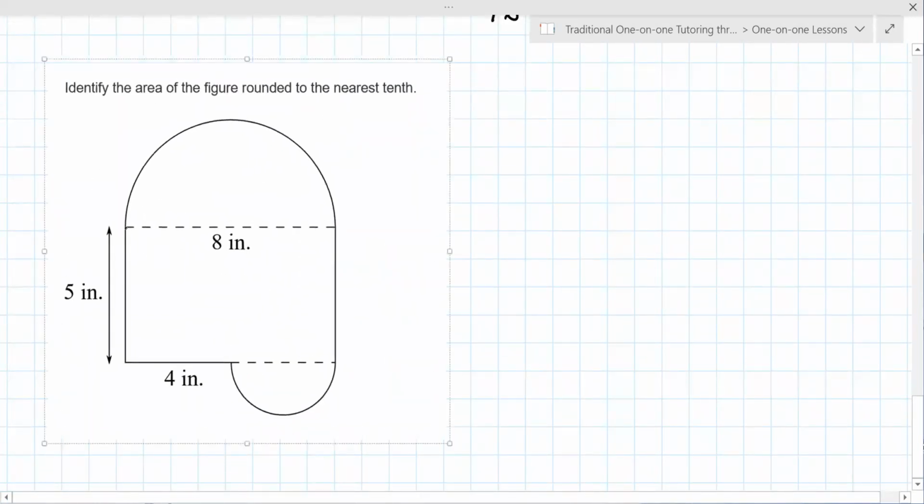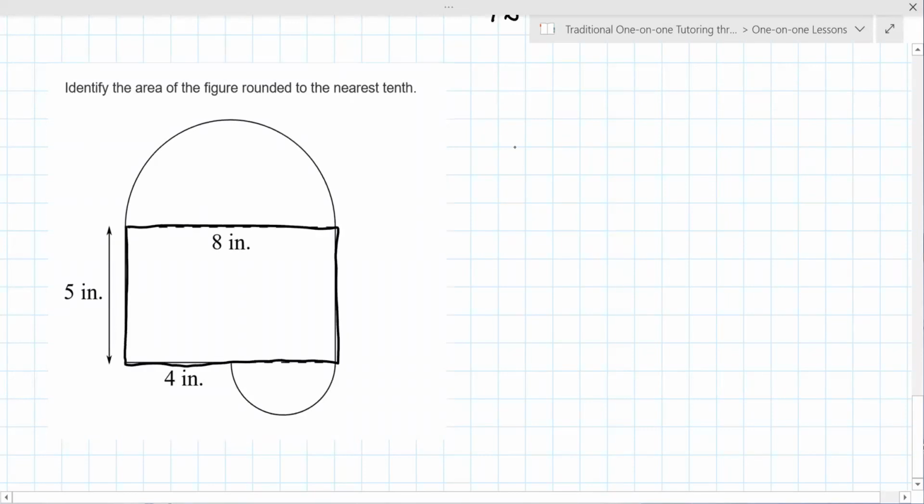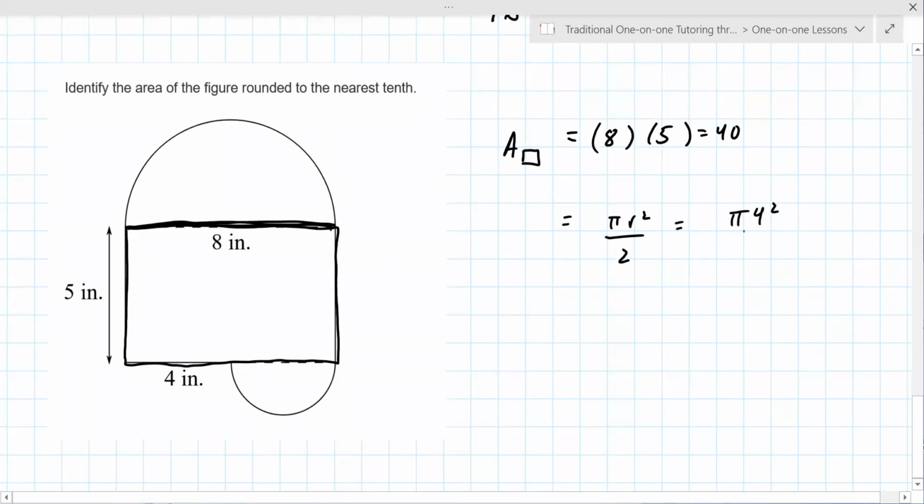So there's 3 regions here. You've got this rectangle. What's the area of the rectangle? That's length times width. So give me the numbers. My length is 8, my width is 5, so that's 40. Okay, and now the top semicircle is pi r squared divided by 2. This is the diameter. So what is the radius? 4. So it's pi 4 squared over 2, 8 pi.